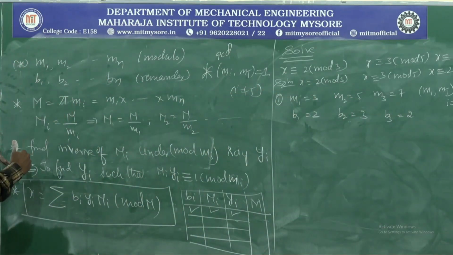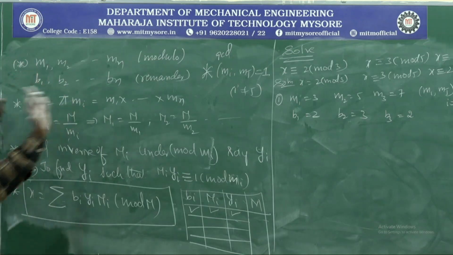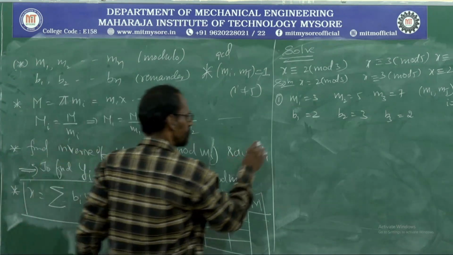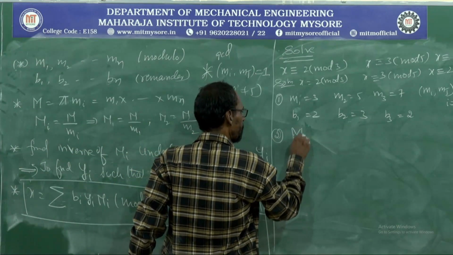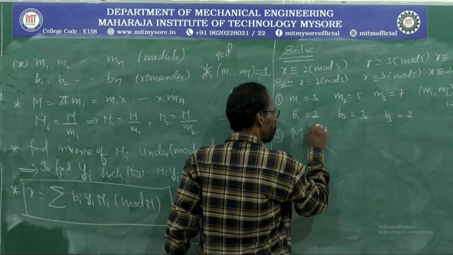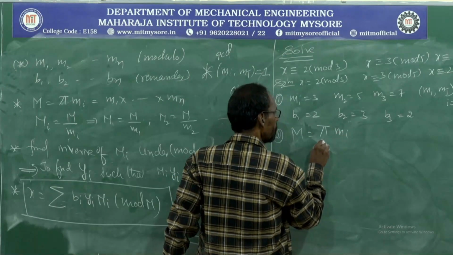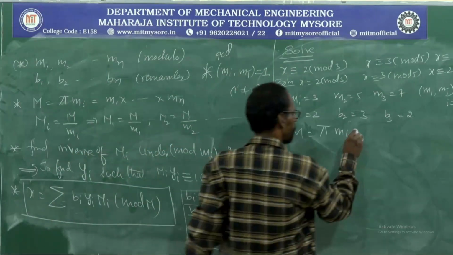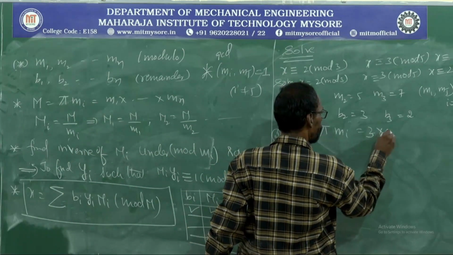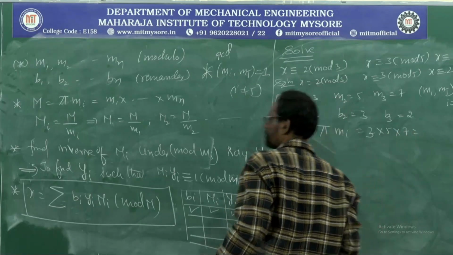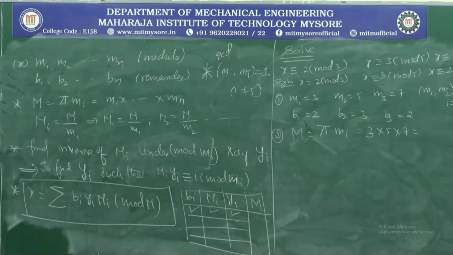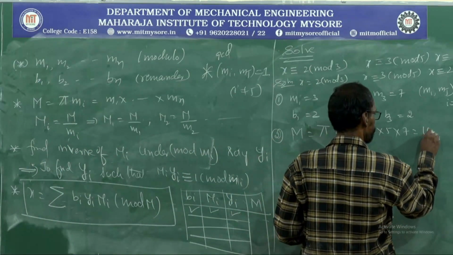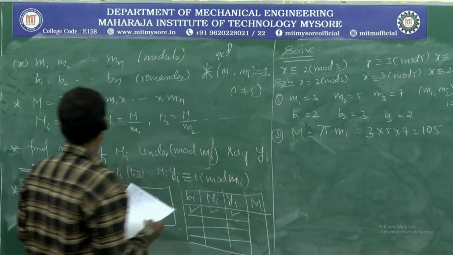So it is an algorithm. Once you understand the algorithm, you cannot find any difficulty. What is step number 2? In step number 2, generate capital M. What is capital M? It is the product of the mi. You multiply all the small m values. That is, I can write here 3 multiplied by 5 multiplied by 7. The answer for that will be 105. This is step number 2.